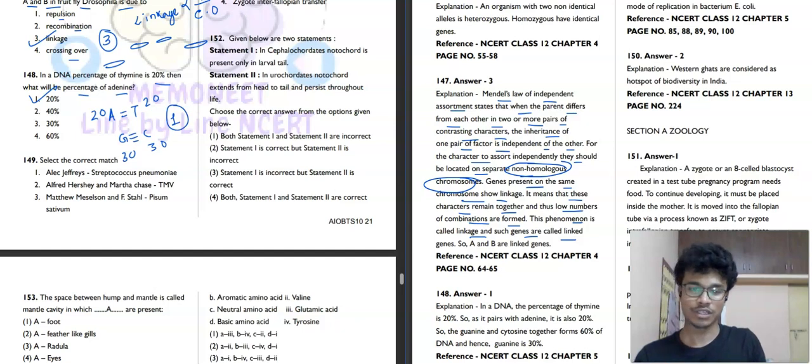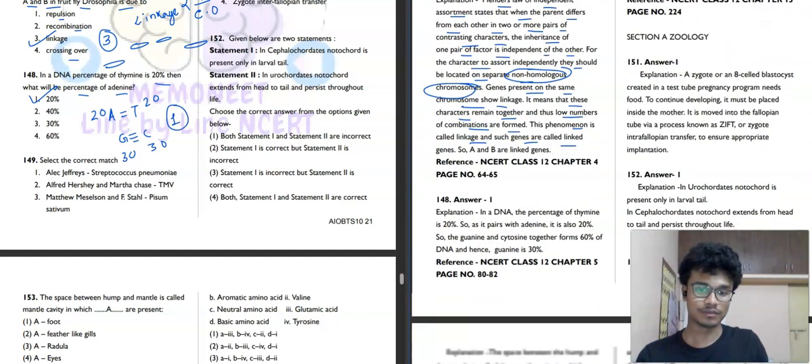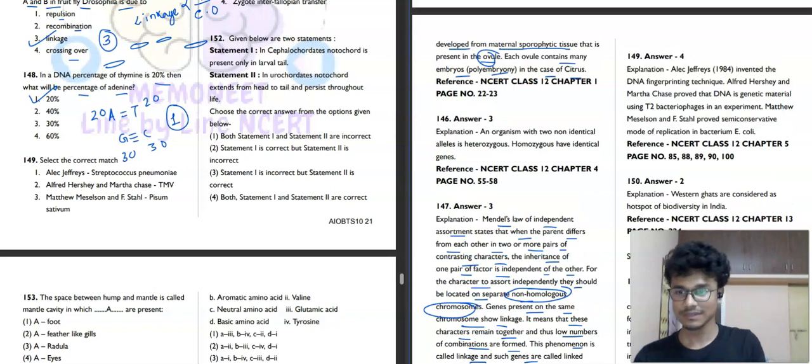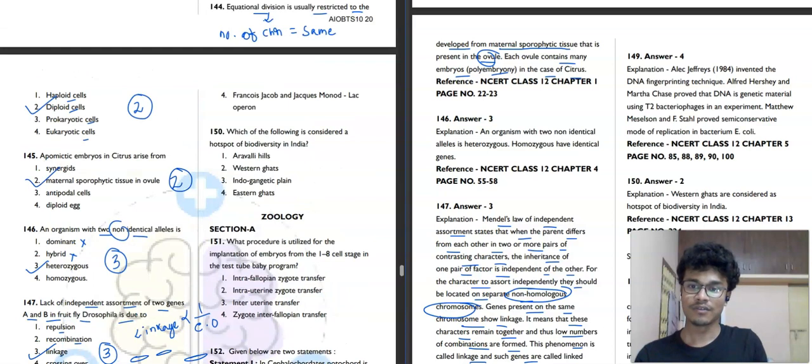Moving towards the next question, 149. We have to select the correct match. Alec Jeffreys, Streptococcus pneumoniae; Alfred Hershey and Martha Chase, T2 bacteriophage; Matthew Meselson and F. Stahl, Pisum sativum; then François Jacob and Jacques Monod, lac operon. So the fourth option is the correct answer for this question.